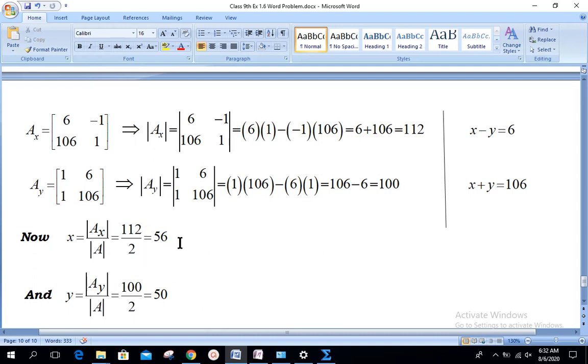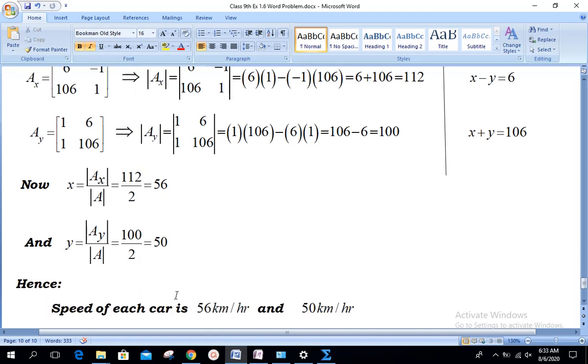Whereas y is equal to AY determinant over A determinant. Putting the values, 100 over 2 becomes 50, hence the speeds of the two cars calculated are 56 km per hour and 50 km per hour. You can notice that there is a difference of 6 km per hour, right, according to the statement of the question. The solution is completed.